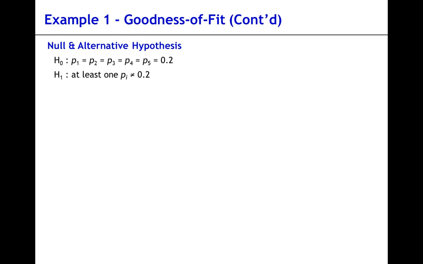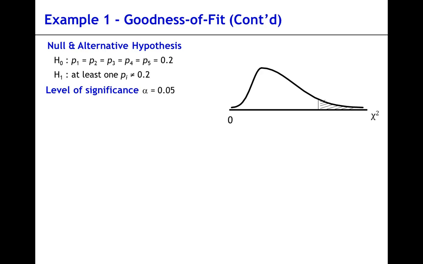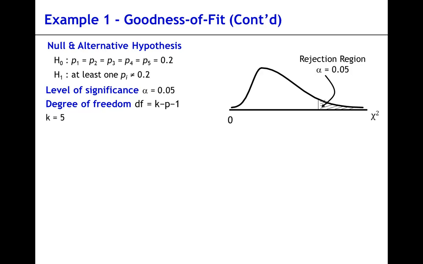Since we are testing if the data fits the model, we'll use the chi-square distribution for our analysis. Using alpha at 0.05, the right tail area becomes the rejection region. To get the degree of freedom of K minus P minus 1, we note that there are 5 categories, so K is equal to 5.